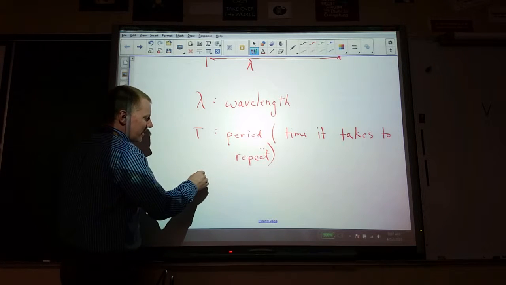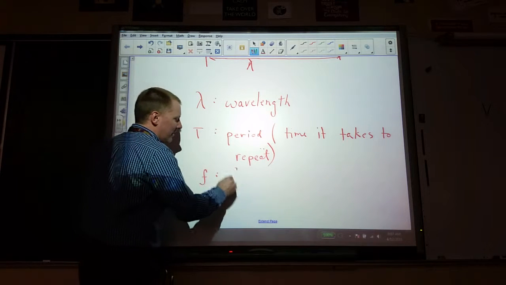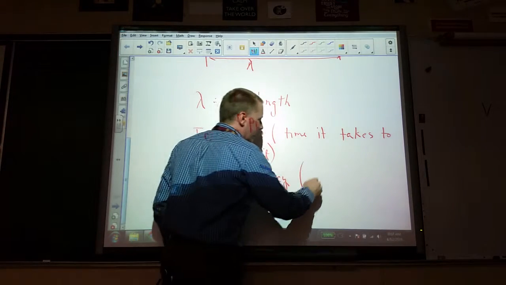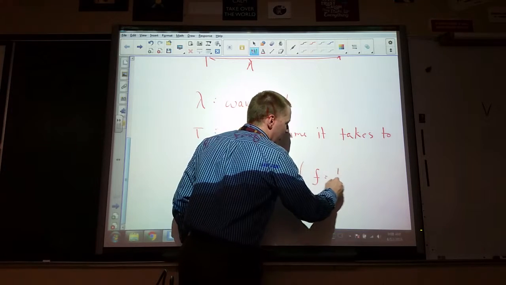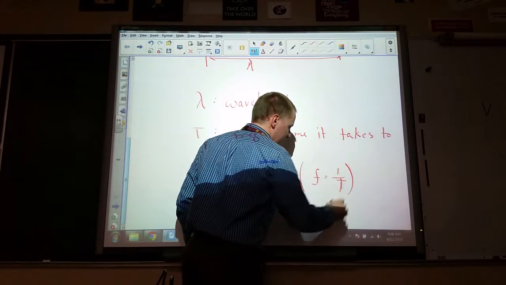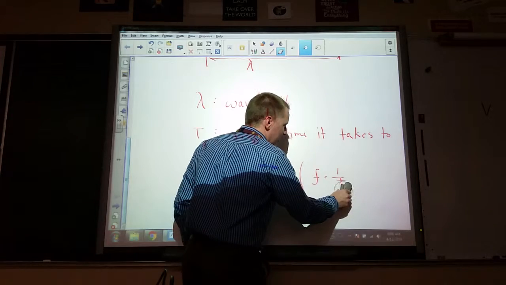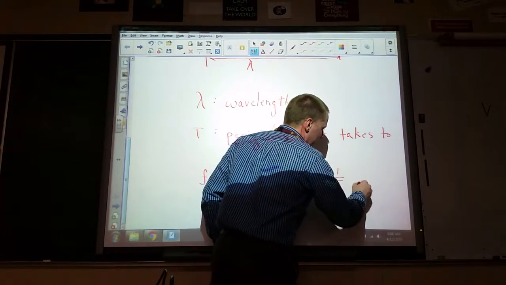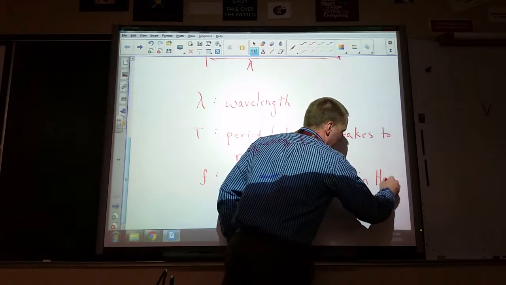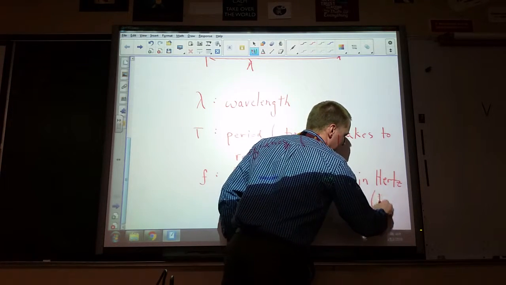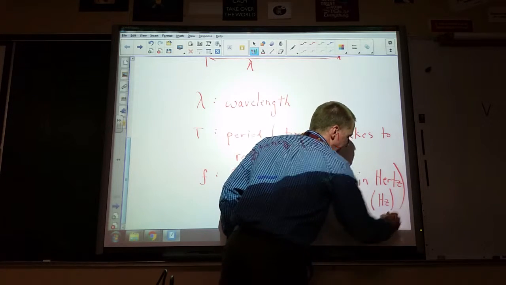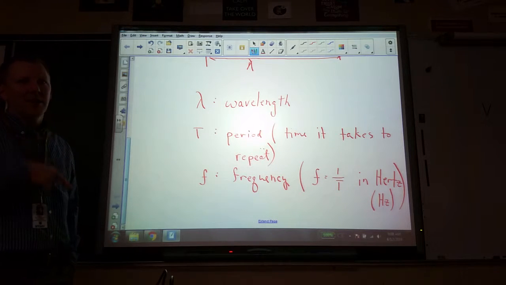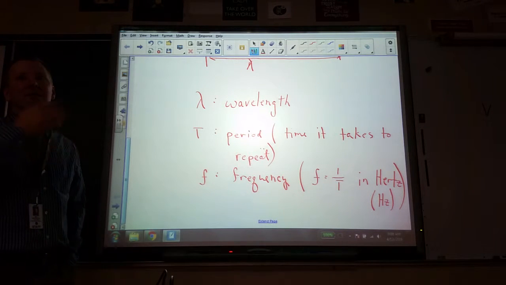And this is usually in seconds, and then we have frequency. And a frequency is 1 over the period, and it's measured in hertz, abbreviated Hz. So a frequency of 1 hertz is something that repeats itself once every second. 60 hertz, 60 times per second.